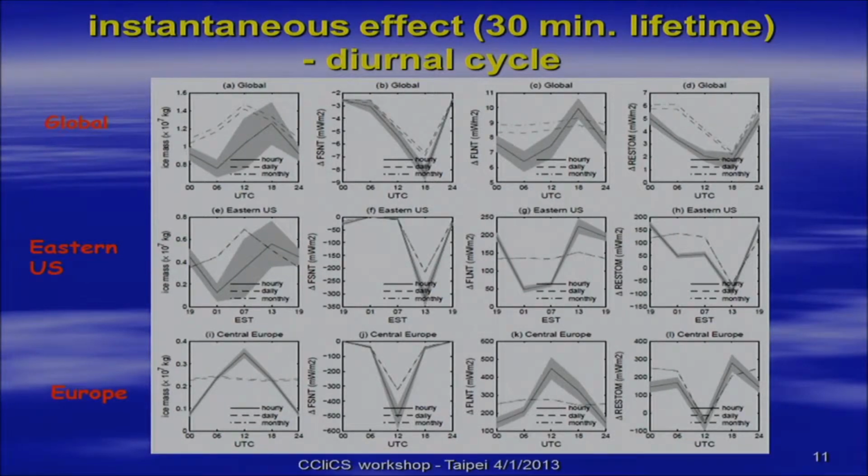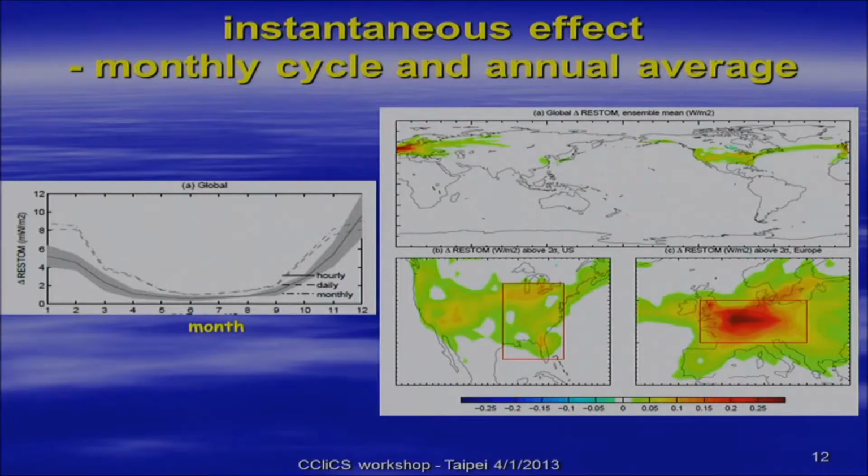And the last column is the net forcing. So the take-home message is that if you use daily or monthly output, you are likely to overestimate the warming effect. So it's better to stick with the hourly input. You really need high temporal frequency for aircraft emission.